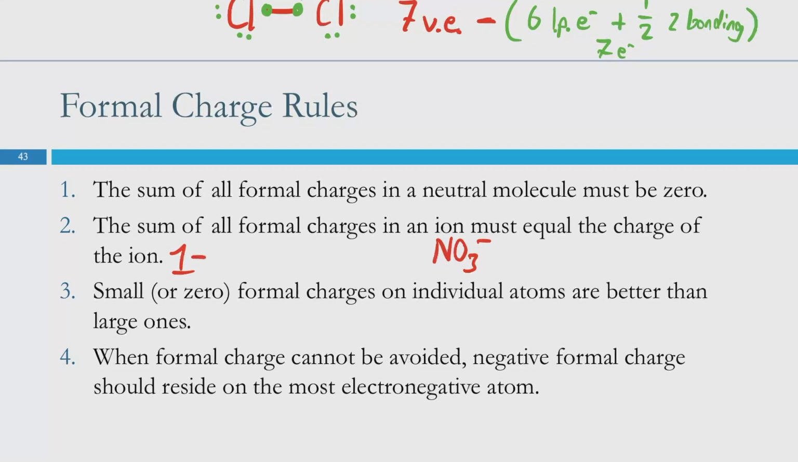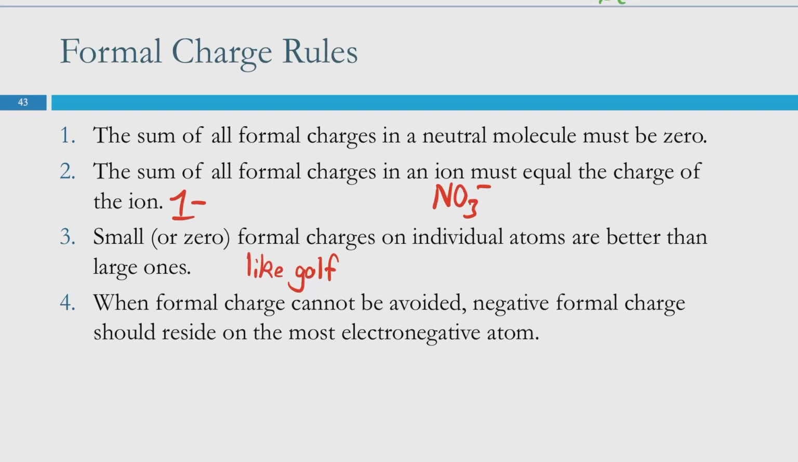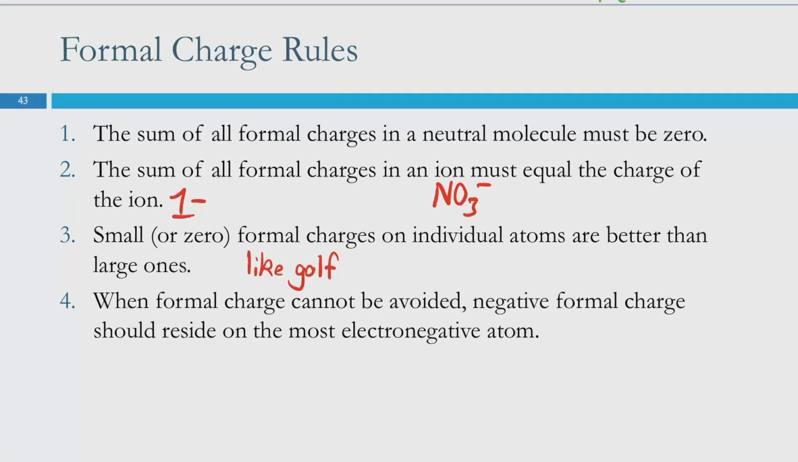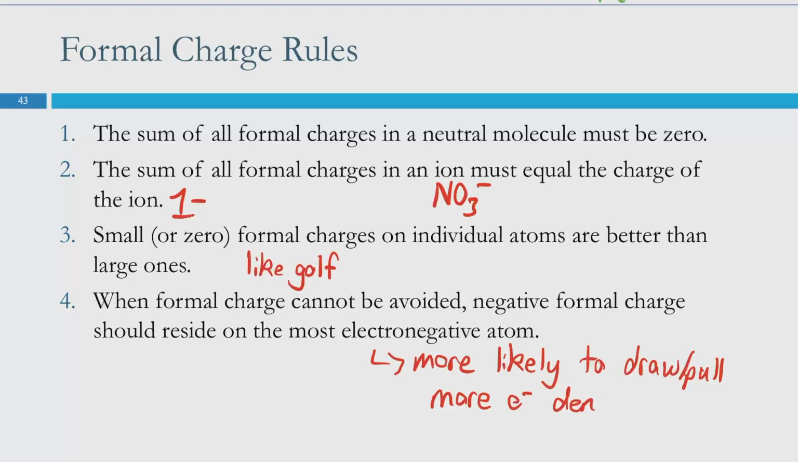And it's better to have small or 0 formal charges on individual atoms. Just like in golf, small number good. And electronegativity does sort of come into play, because if formal charges cannot be avoided, the negative formal charge should reside on the most electronegative atom. They're more likely to draw or pull more electron density.